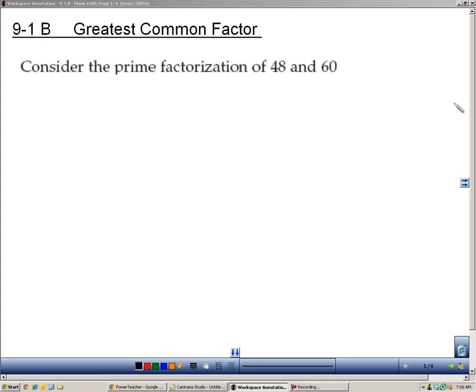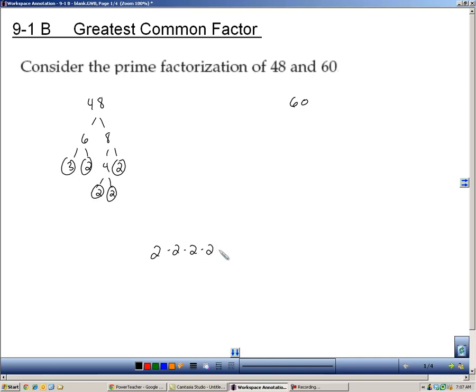Section 9.1b is about the greatest common factor. Before we talk about what that is, I want to look at two numbers, 48 and 60, and their prime factorizations. So 48 is 6 times 8, 6 is 3 times 2, 8 is 4 times 2, and 4 is 2 times 2. So I'm going to write that out as 2 times 2 times 2 times 2 times 3. There, that's the prime factorization of 48.